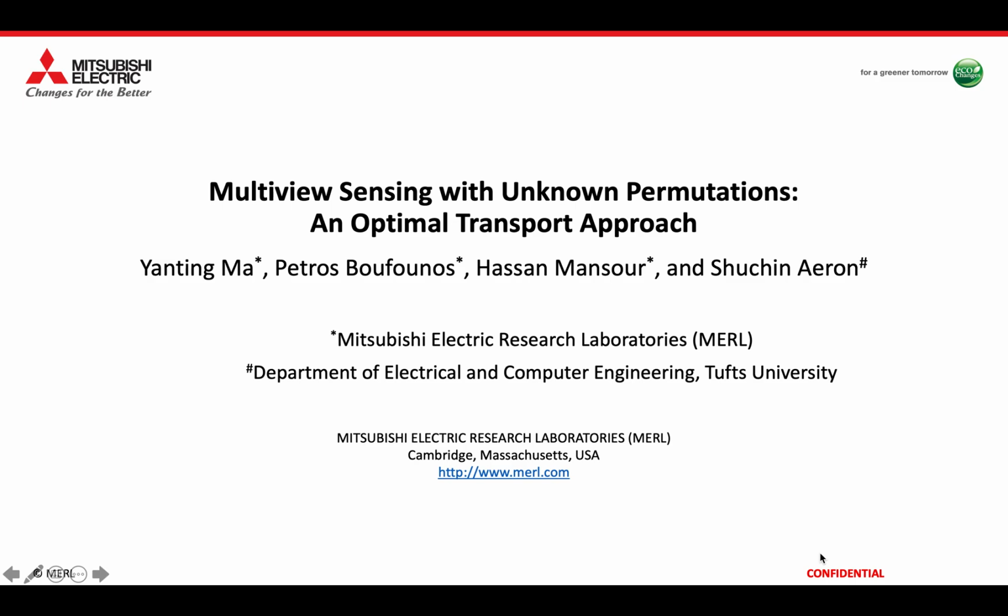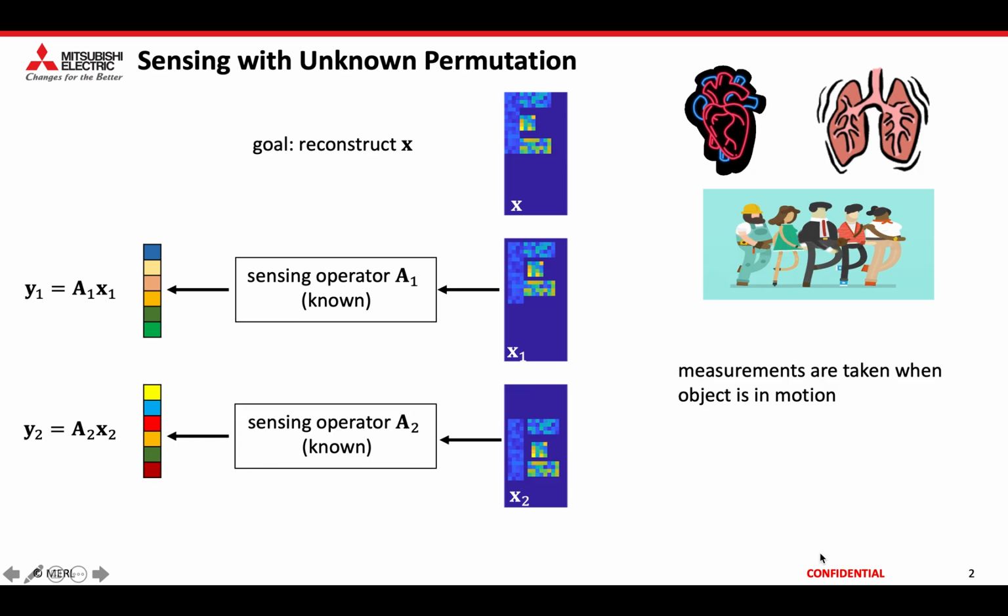In this video, I'm going to introduce our work on multiview sensing with unknown permutations, where we solve the problem using an optimal transport approach. This is joint work with Petros Bofanos, Pascal Mansour, and Sujin Aaron.